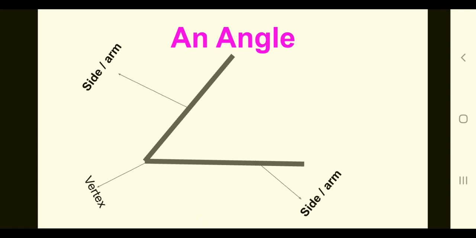These two lines are called sides or arms of an angle, and the common point where the two lines intersect is called a vertex. Thus, two sides and a vertex are the parts of any angle.